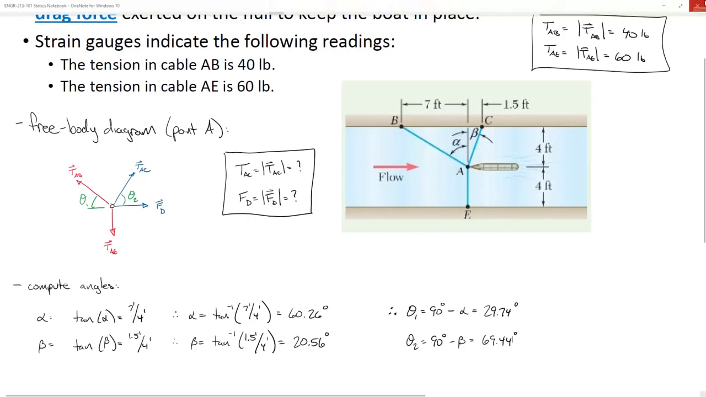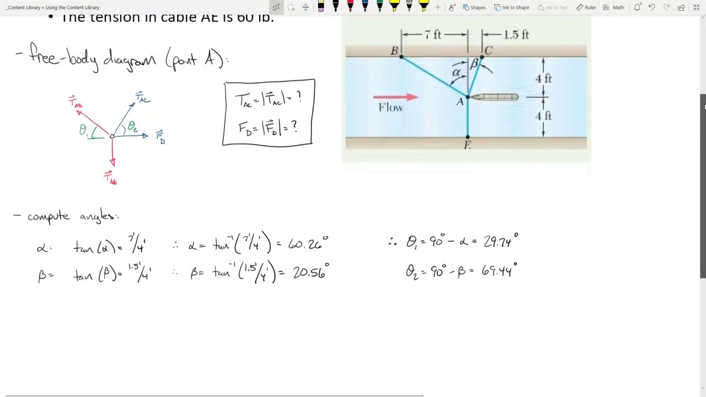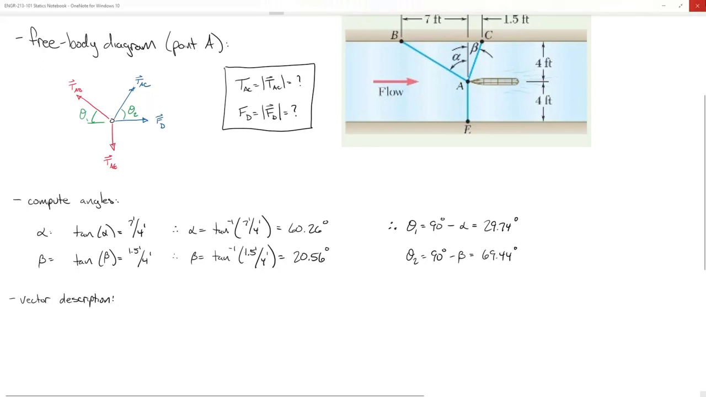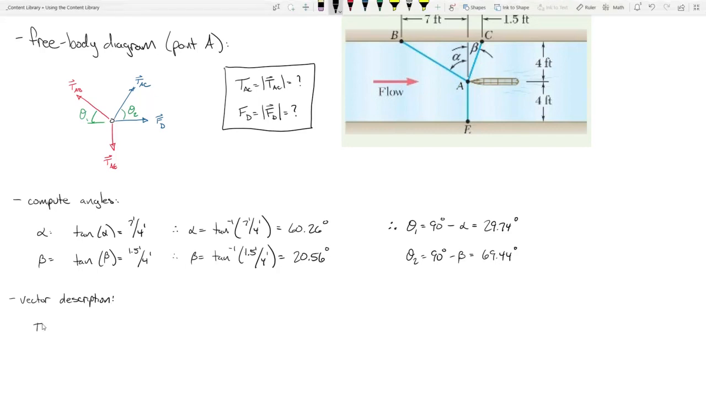So far, so good? So now that we have our angles defined, I think we can start getting into vector description pretty easily. So let's look at vector description. And if there are any symbols I'm writing that you can't read, let me know. We have four vectors on this problem, so let's handle them one at a time. Let's start off with TAB.